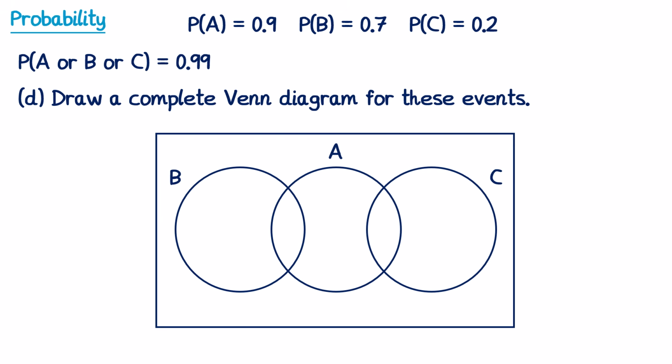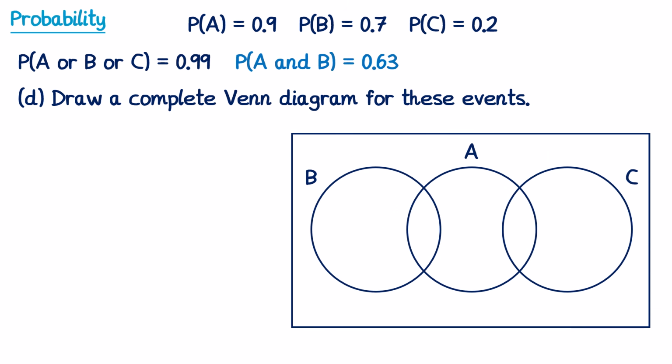We just need to add on the probabilities. In the first part of this question, we worked out the probability of A and B, which was 0.63. So that must go in the overlapping section between A and B, so here. We know that the probability of B is 0.7, that means the sum of the probabilities in this circle here must be 0.7. Since we know the 0.63, we could work out the missing probability by subtracting that from 0.7. So 0.7 subtract 0.63, which is 0.07. So 0.07 goes here.